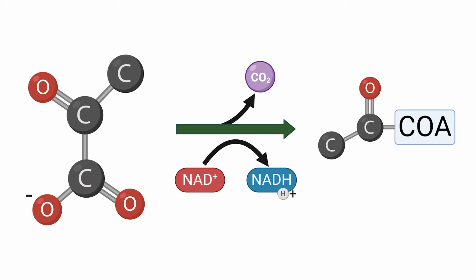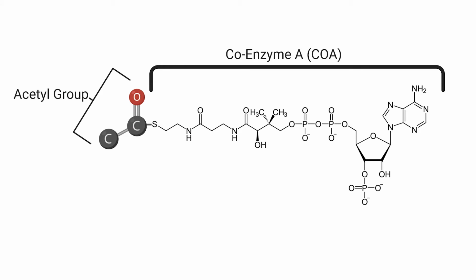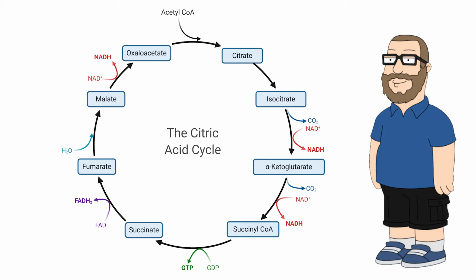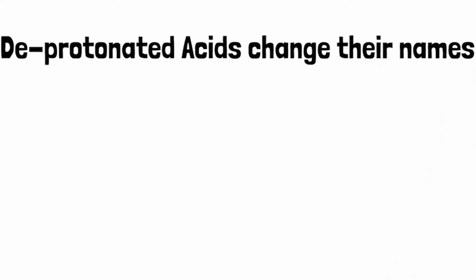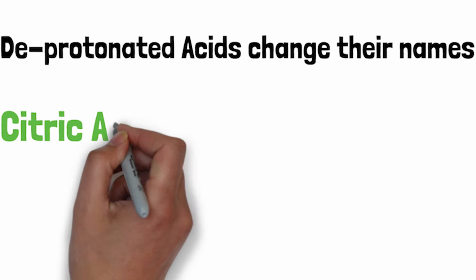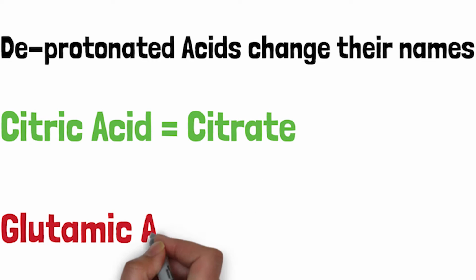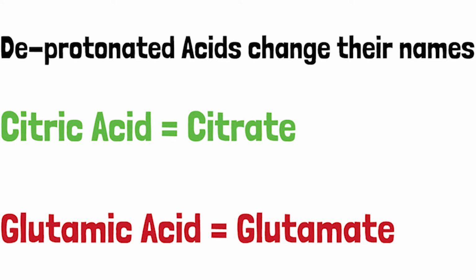So the two pyruvate molecules are converted into acetyl coenzyme A, or just acetyl-CoA. Coenzyme A is a carrier molecule. The important part is the acetyl group. This leads us into the citric acid cycle, or the TCA cycle, as it is lovingly referred to. It is called this because it involves citric acid, or citrate. Acids that have lost their proton are often named with the -ate at the end. So citric acid becomes citrate, and glutamic acid becomes glutamate. It's just a fancy way to say that it has lost its proton and become charged.